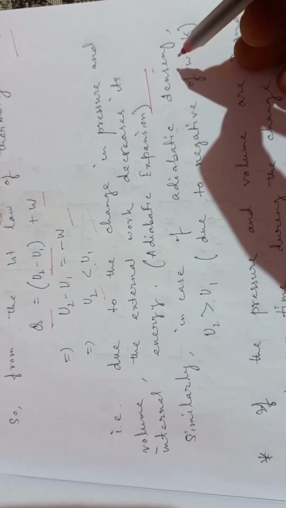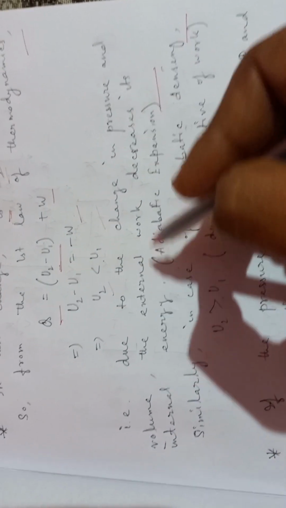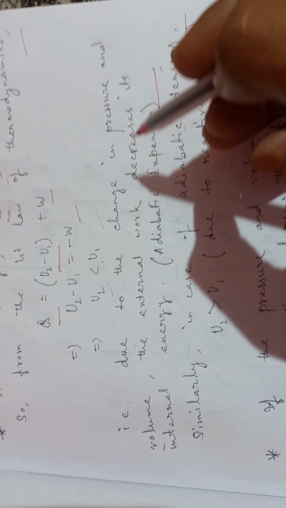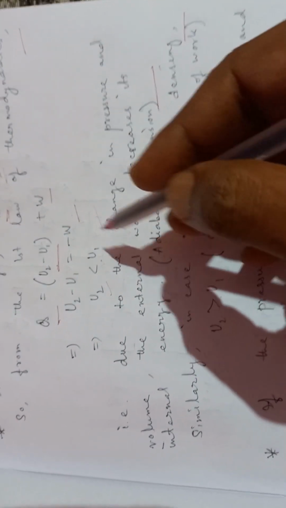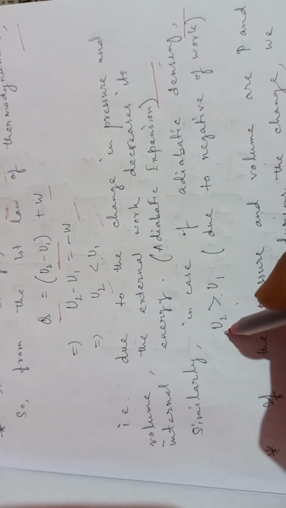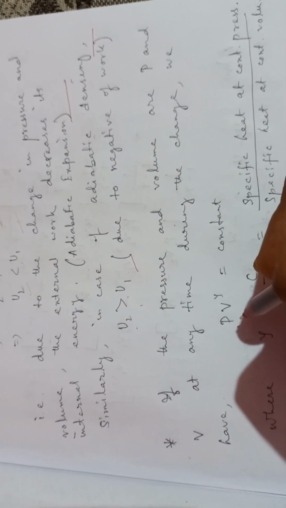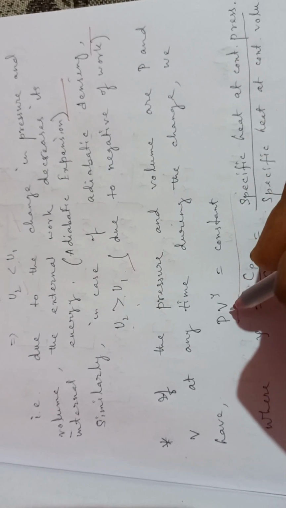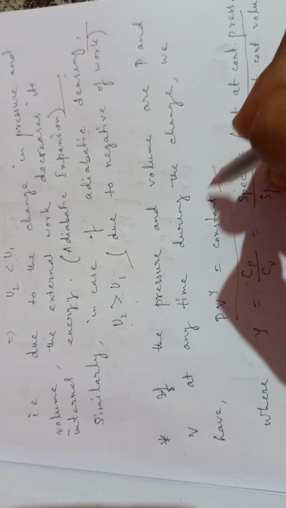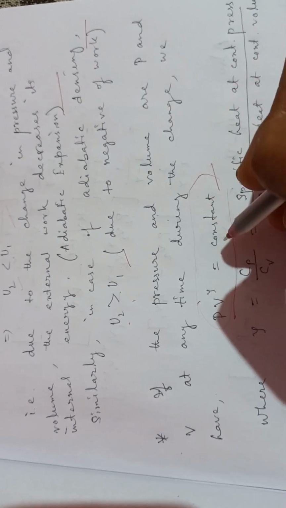Similarly, in adiabatic compression, when the pressure and volume are changed, work done will increase the internal energy, means U2 is greater than U1. So if the pressure and volume are P and V during the change, we can write in adiabatic change P multiply V to the power gamma is equal to constant. So this is the equation of Boyle's law in case of adiabatic change.